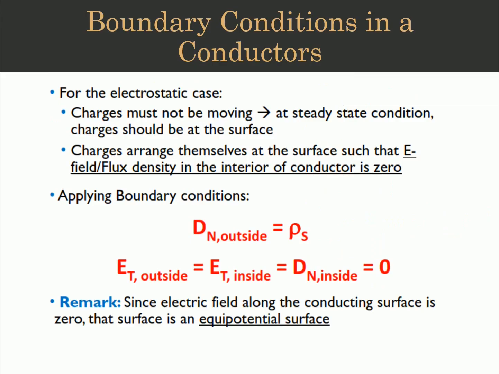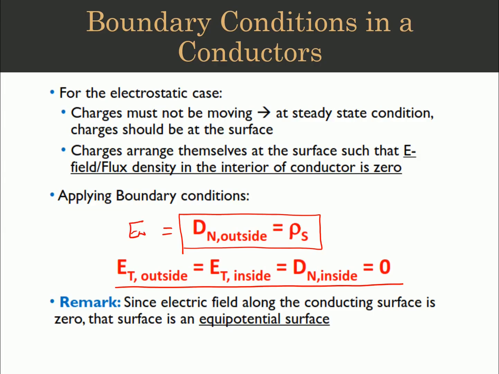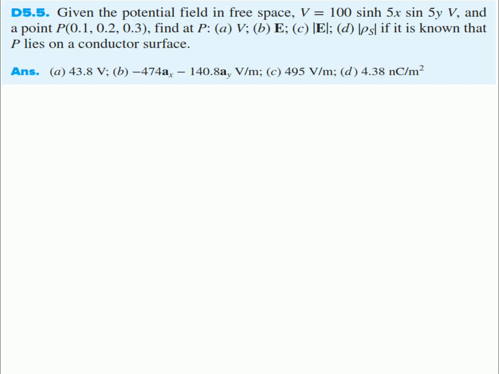So to conclude, we have to remember that whenever we are dealing with boundary conditions, especially for conductors, the electric field intensity and the electric flux intensity for the tangential component will always be 0, and the normal component will be equal to the total amount of surface charge distribution, and this goes for E of n as well. So this is what we have to keep in mind. Now let us look at an example to better apply these boundary conditions.